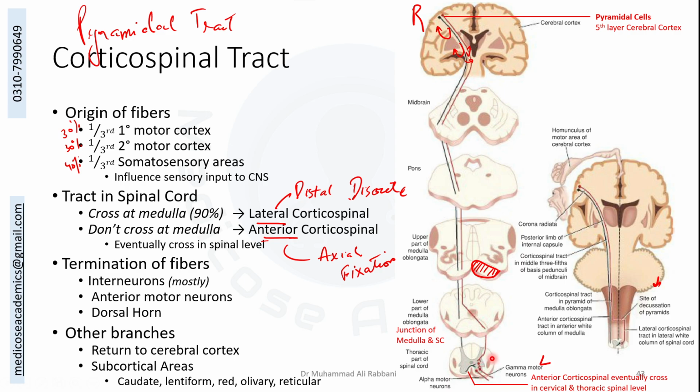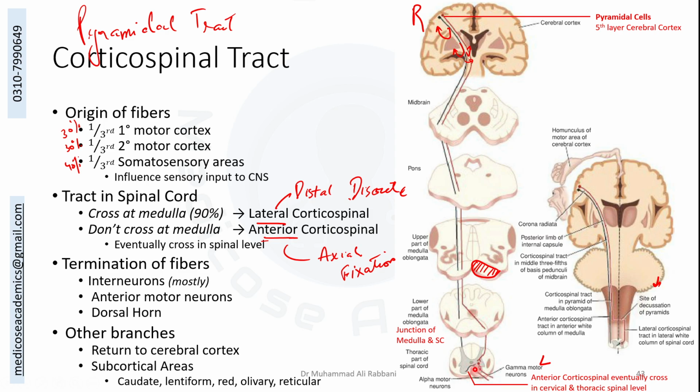It moved down in the lateral column and it ended by majorly synapsing with the internuncial neurons or directly with the alpha motor neurons of the ventral horn. And the alpha motor neuron will ultimately go and activate the muscle it is supplying. For those tracts, the 10% that did not cross, the anterior corticospinal tract, will move down on the same side all the way down, and they will cross the midline at the point where they have to exert their influence.